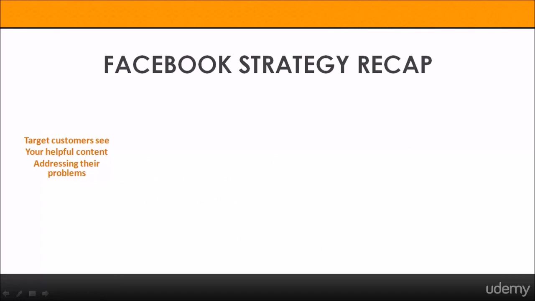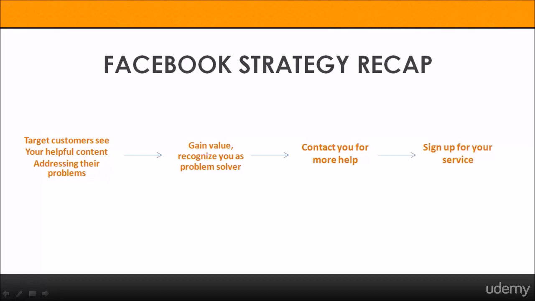So why does this work? Well, the target customers see your helpful content addressing the problems that they're experiencing, and they realize that you are the problem solver. And from there, they contact you for more help if they need it, and then they sign up for your service.